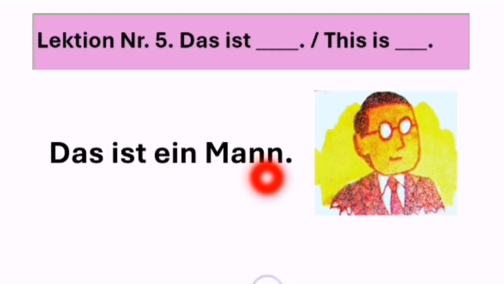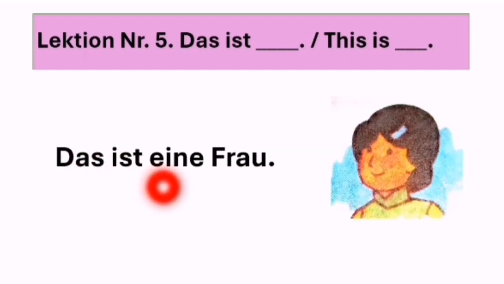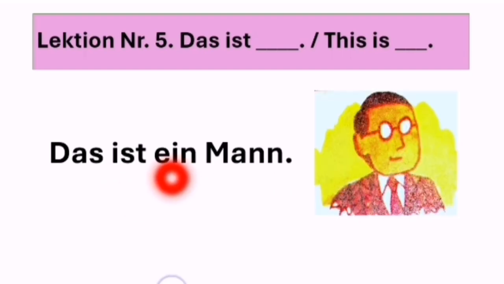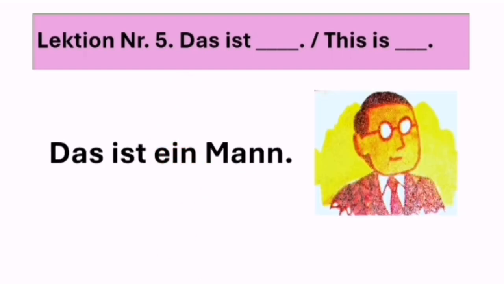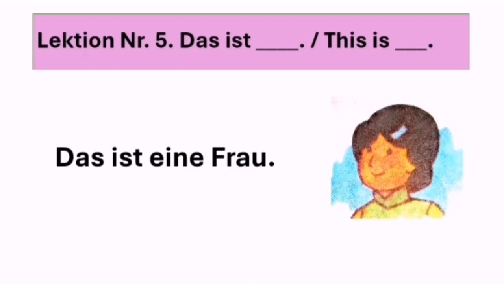Now, "Das ist ein Mann." This is a man. "Das ist eine Frau." This is a woman. So look at this. We have used "ein" with Mann, but "eine" with Frau, or woman. Okay. Why do we use "ein" with man and "eine" with woman in the German language? We have lessons in book number 1, and in previous lessons you can check there, okay?